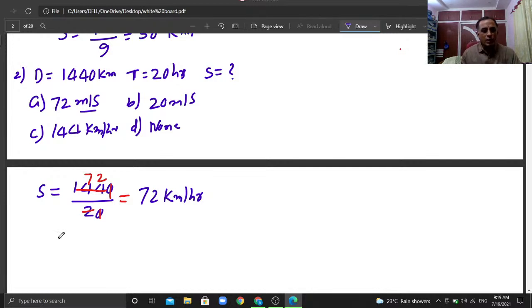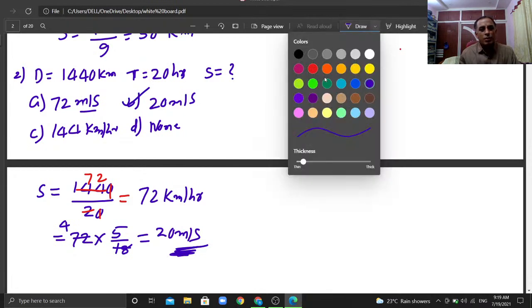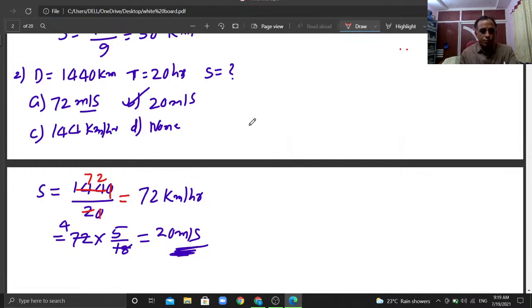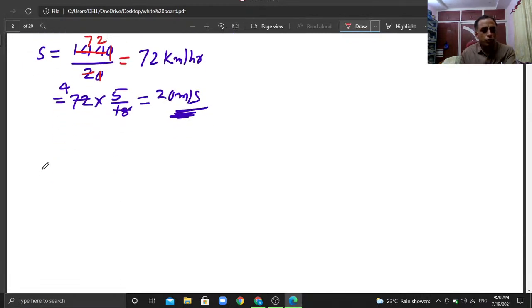You can convert the speed from kilometer per hour to meter per second. How? Multiply with 5 by 18. Therefore, 18 once 18, 18 fours 72, and 4 into 5 is 20 meter per second. Your answer is B, 20 meter per second. Next one, third question.